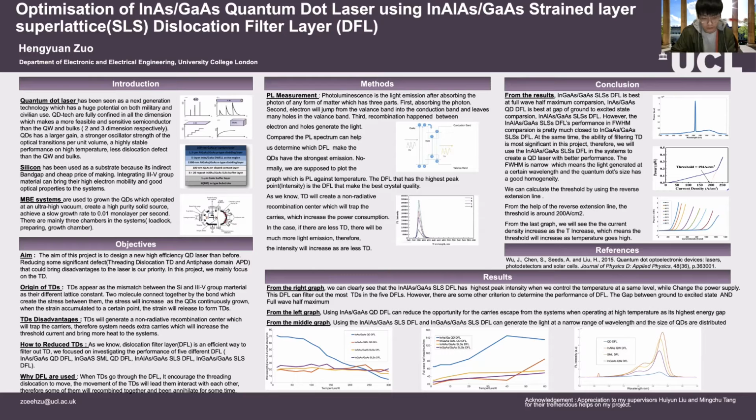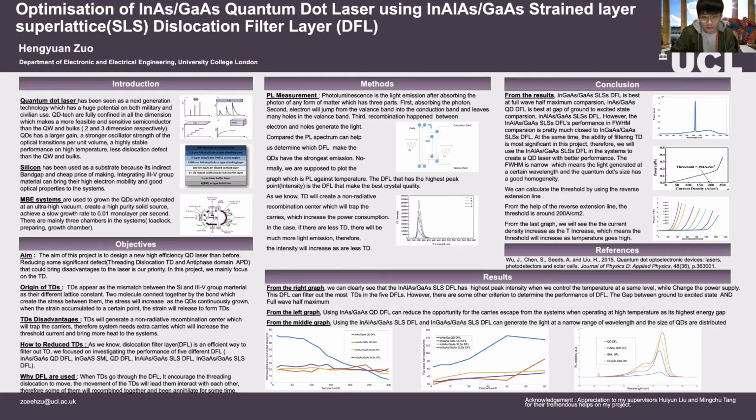So how do we reduce TD? We are using the dislocation filter layer (DFL) to get rid of TD. There are mainly five different types of DFL, and we will find the best one. Why can DFL remove TD? When TD goes through the DFL, it encourages the TDs to move and interact with each other, and after some time they eliminate each other.